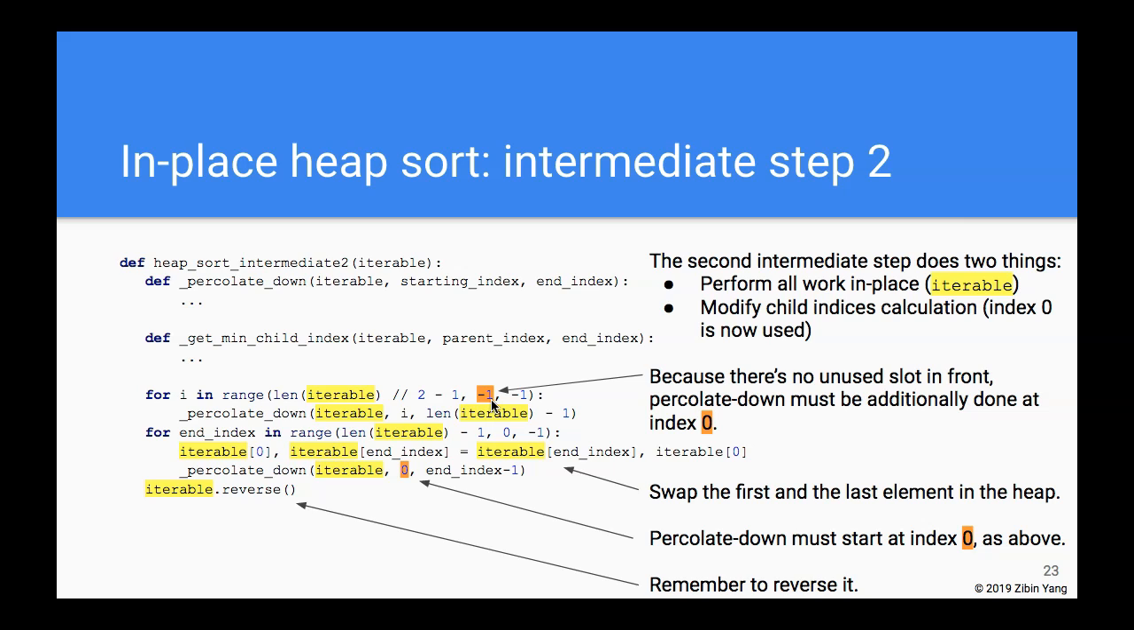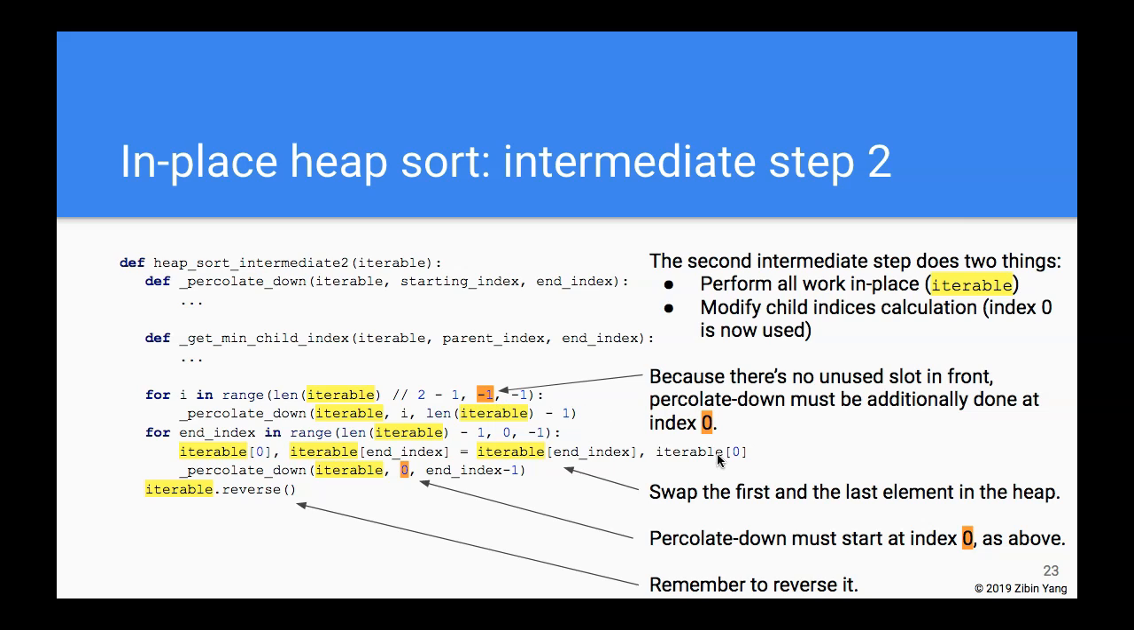0, and because the end index for range is exclusive, it really doesn't go to 0. It ends at 1, right? But now that we don't have something in the front, we have to go all the way to 0, and that's why this end index here becomes -1.